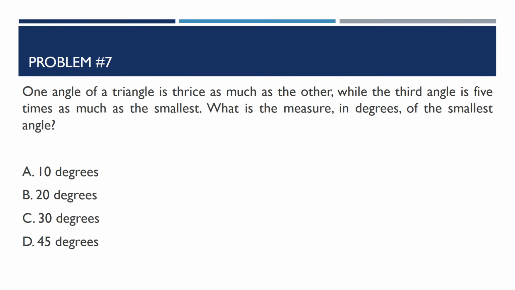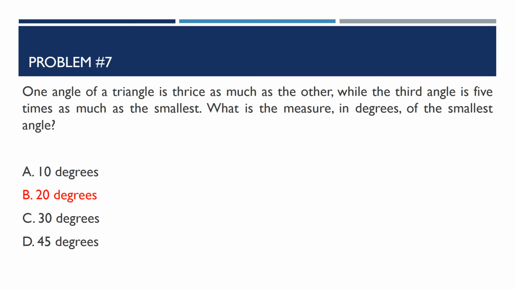So we have problem number 7. One angle of a triangle is thrice as much as the other, but the third angle is 5 times as much as the smallest. What is the measure in degrees of the smallest angle? So let's have the answer for this. The answer for this problem is 20 degrees.